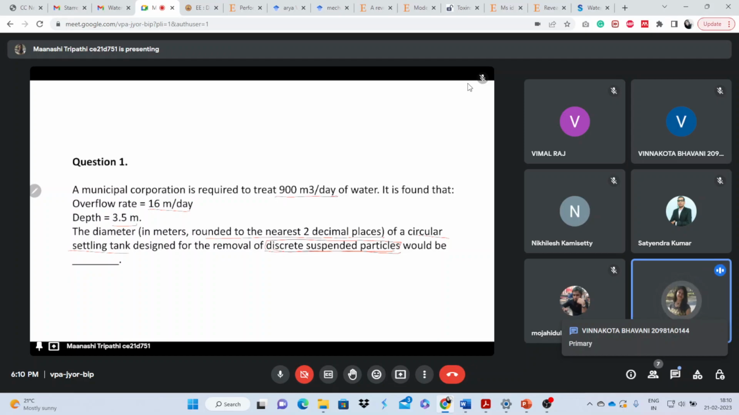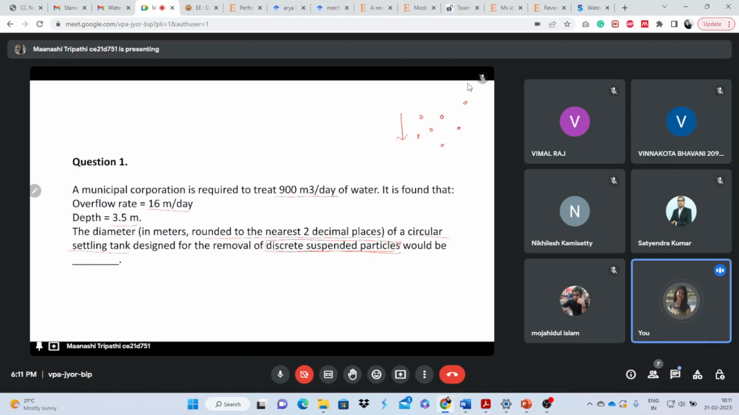Because we are removing discrete suspended particles, we are considering every particle on its own. They are not interacting. When we say discrete, they are not interacting, and these are quite heavy, so they may settle very nicely. That is what we consider in a primary sedimentation tank. This is an ideal situation. This is not possible every time because some particles form flocs, but this is what we consider ideally.